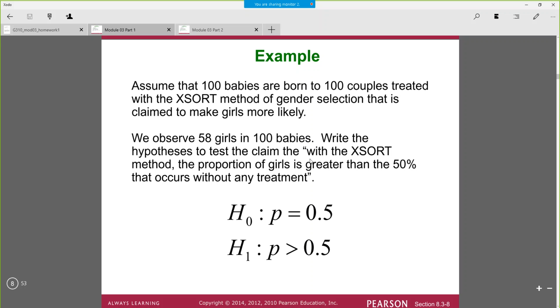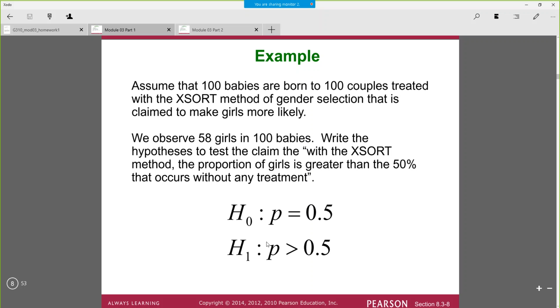So in this case, the null hypothesis is the claim without this method, that the proportion of girls, so p in this case, is going to be equal to 50%. So how did I know it's 50%? It's not explicit in the problem. Well, it's just a known fact. Without any gender selection method, the proportion of boys and girls will be 50-50. So that's how I knew it to be 50%.